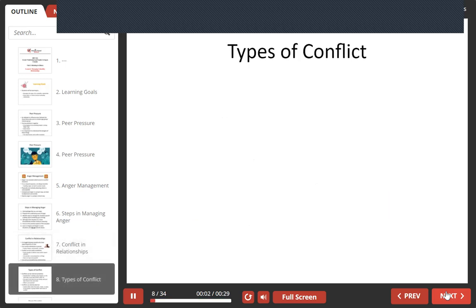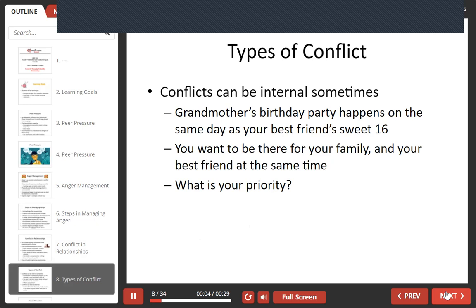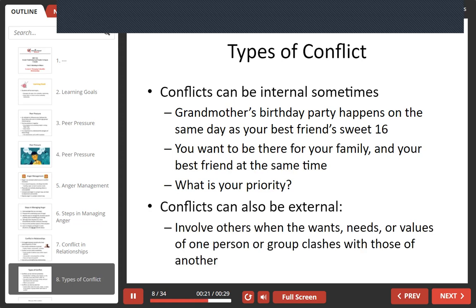Conflicts can be either internal or external. Internal conflicts include a grandmother's birthday party, which happens to be on the same day as your best friend's sweet 16. You want to be there for your family and your best friend at the same time. What exactly is your priority? Conflicts can also be external. It involves others when the wants, needs, or values of one person or group clash with those of another.